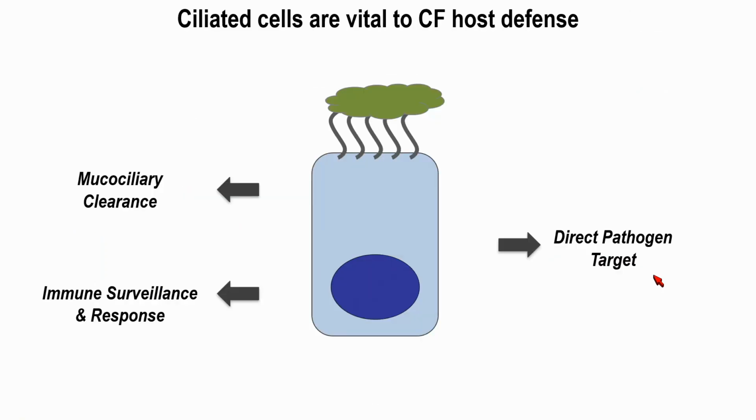And now we're going to dive into the ciliated cells. If you're unfamiliar with them, ciliated cells are vital to CF host defense, as well as in a healthy individual. They're really the drivers of mucociliary clearance. They're also responsible for immune surveillance and response in the airway. They are a part of that immune surveillance and response to pathogen challenge. And there are receptors in cilia themselves that are actually direct targets for many pathogens, including many viral upper respiratory infections.